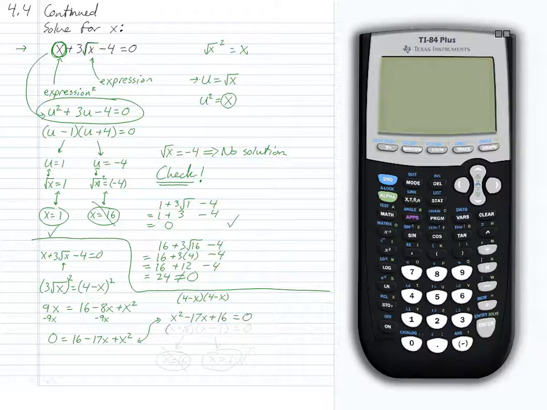So if I think about factoring this, I'm looking for numbers that multiply to 16 and add up to negative 17. Well, I think 16 and 1, where 16 is negative and so is 1. So that gives us our solutions, x equals 16 and x equals 1. So we already checked these. We saw that 16 was extraneous and x equals 1 was the only solution to this equation.